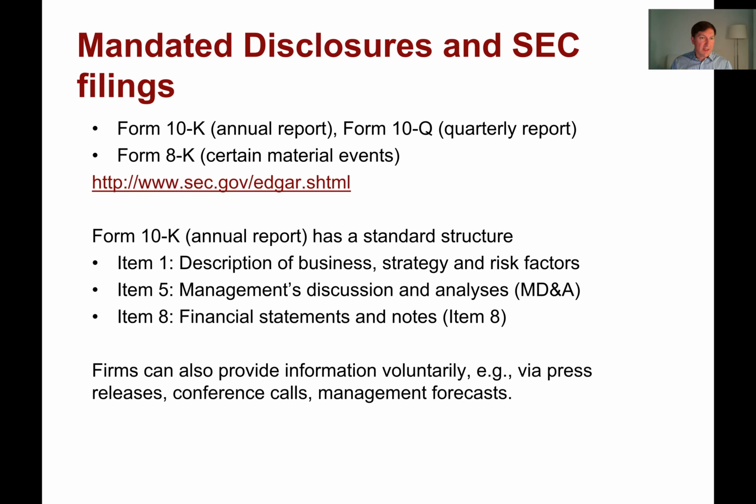These reports have a standard structure, right? They tell you, for instance, about the business model and risks associated with the business model. As a first item, they give you a narrative discussion of operations, and they also give you financial statements, of course, and notes to financial statements. Firms are not limited in how much information they want to report, right? So many firms provide additional information voluntarily via press releases, via conference calls, via management guidance, and so on.